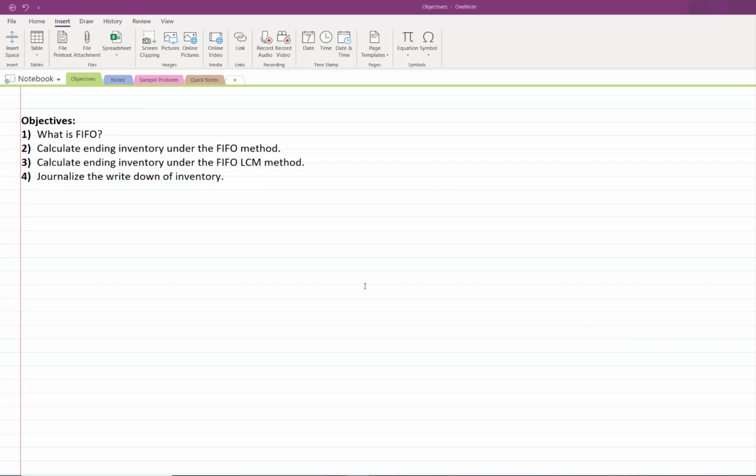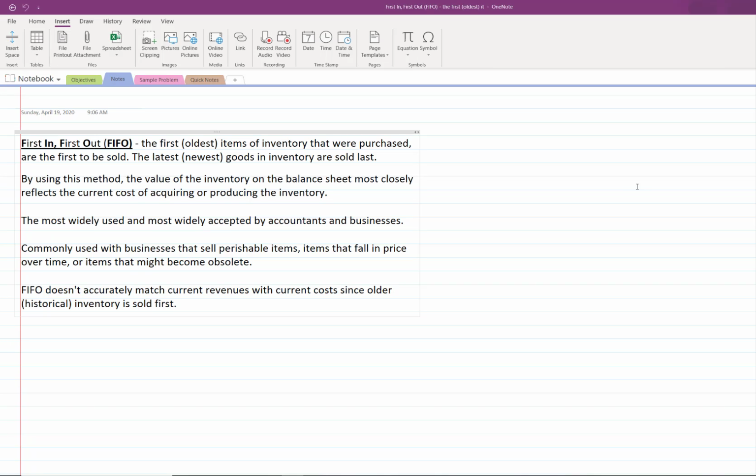So let's give you a little bit of background on what FIFO is. FIFO stands for first in, first out. What this means is that the first, or your oldest, items in inventory that you purchased are to be sold first. So if you purchased some inventory on the 1st of the month, the 15th of the month, and the end of the month, you start selling from the 1st of the month first and then move on to the items you purchased in the middle of the month and then the items that you purchased at the end of the month. So your latest goods that you purchased in inventory are your last to be sold.